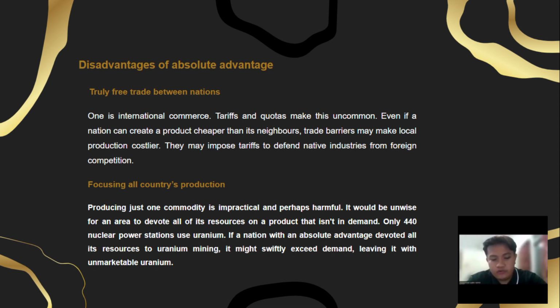Only 440 nuclear power stations use uranium. If a nation with excellent advantage devoted all its resources to uranium mining, it might be swiftly hit by a drop in demand, leaving it with unmarketable uranium. So that's all from me.